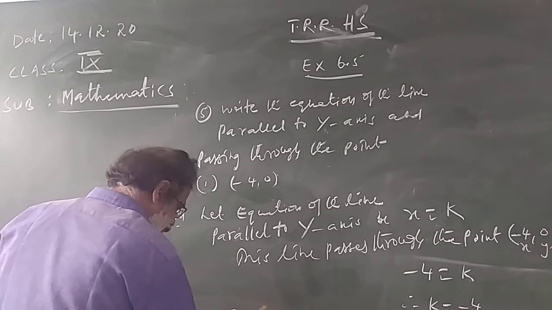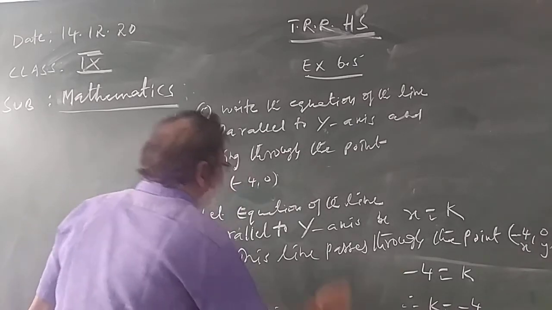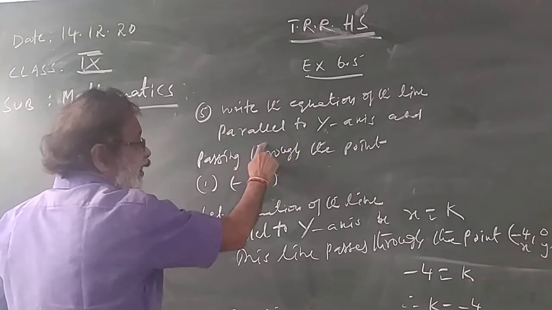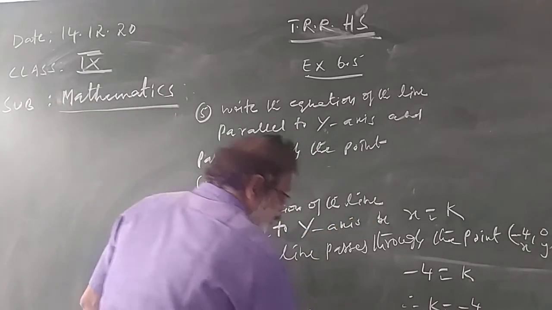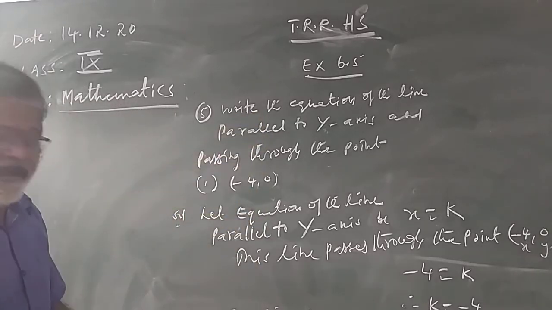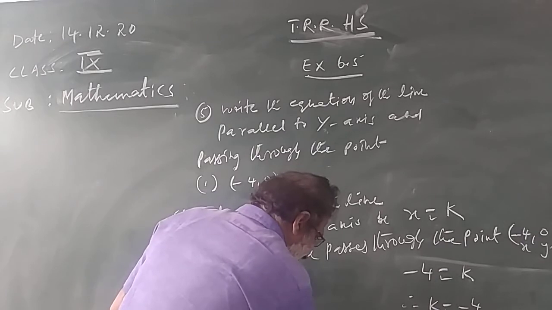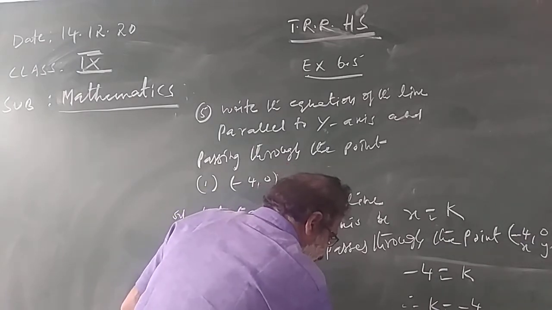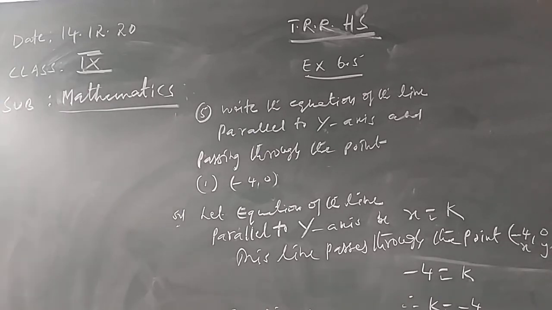Required line. What is the required line? The equation of a line parallel to y-axis is x equal to k. What do you want to find out? The equation of the line parallel to y-axis. So x is equal to k, and the value of k is minus 4. X equal to minus 4 is the required line. I hope you clearly understood, children.